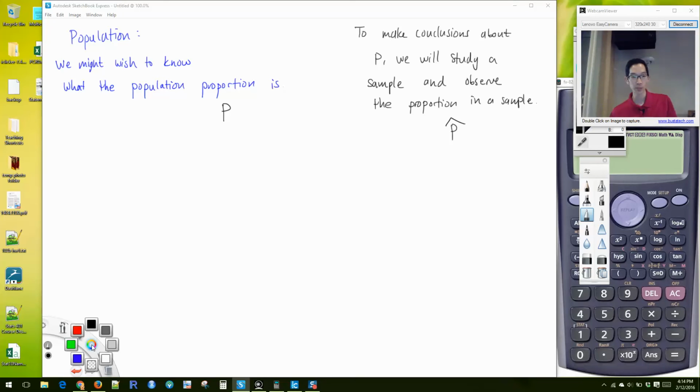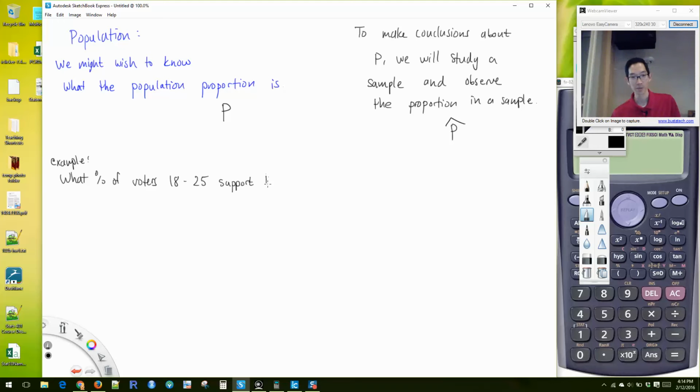Okay? So for example, here's an example. What percentage of, I don't know, voters 18 to 25 support, all right, we'll do support Bernie Sanders, okay? So this is the proportion in the population, and this is unknown to us. This value is P, okay?